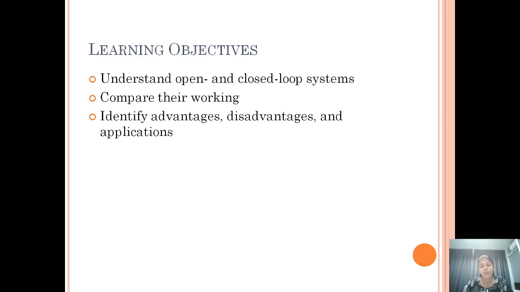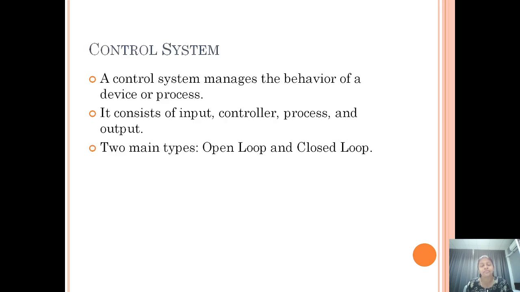Now that we know the objectives, let's first understand what a control system actually is. A control system is a system that regulates the operation of a device or process to produce the desired output. It consists of input, controller, process, and output. It is broadly classified into open loop and closed loop systems.